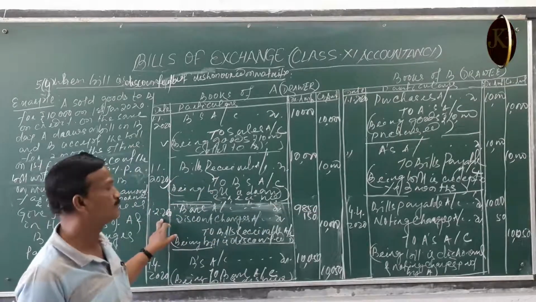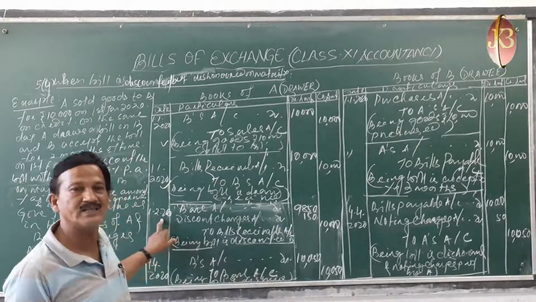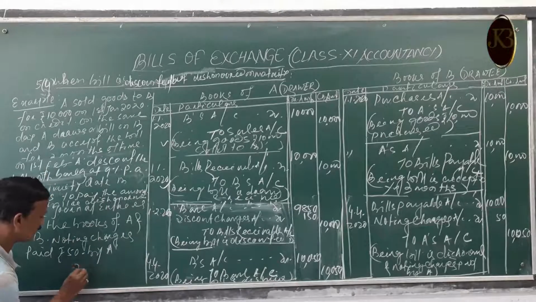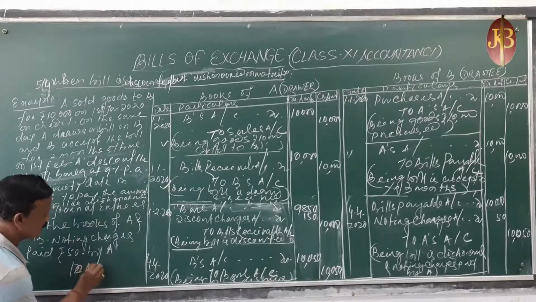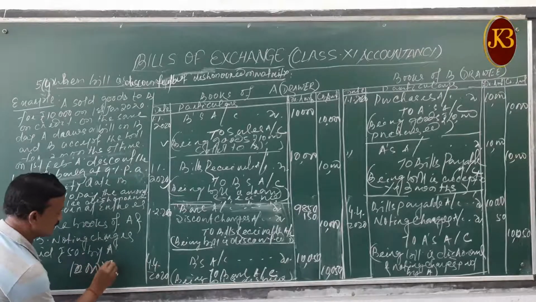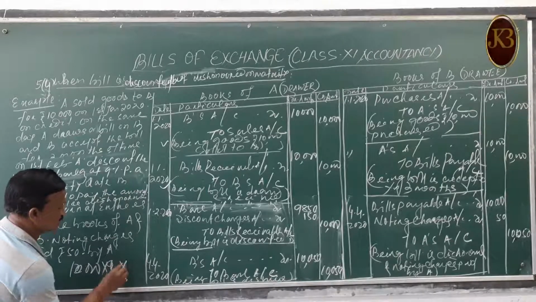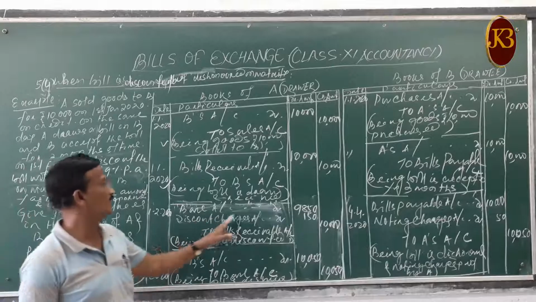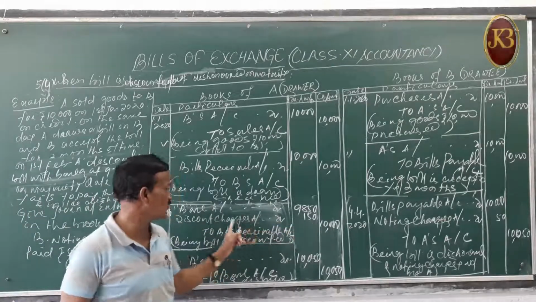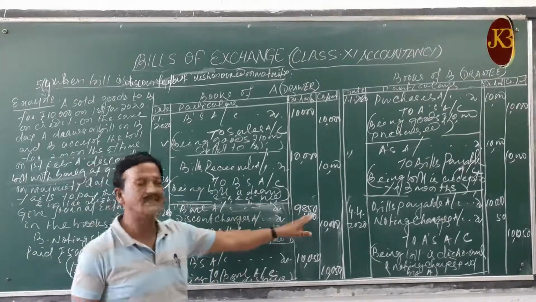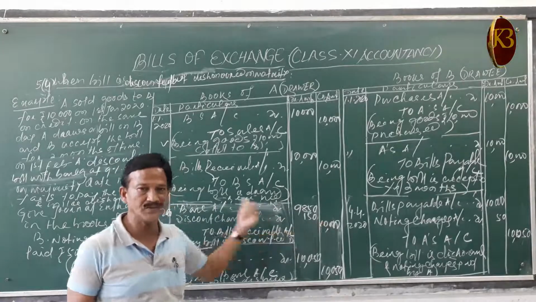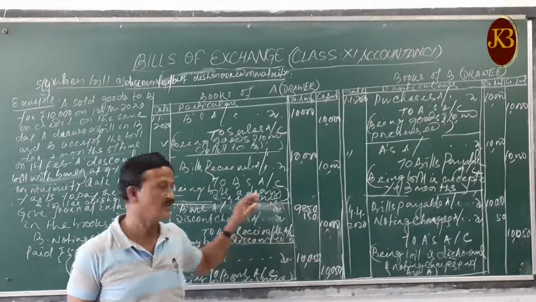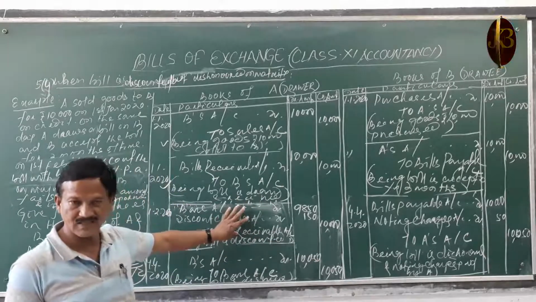Then the third entry, that is the date of discounting the bill. So here you will calculate the discounting charges. That is the bill amount 10,000 into rate 9%, 9 by 100, into time 2 by 12. So this is multiplied, that is 150 discount charges. Bank account debited 9,850, the balance amount received by A, to bills receivable account. This is the discounting of bill entry.